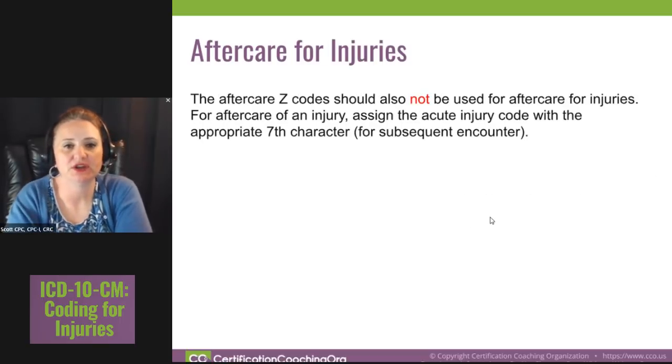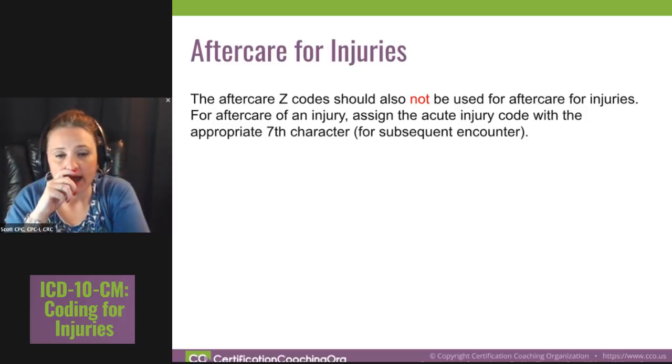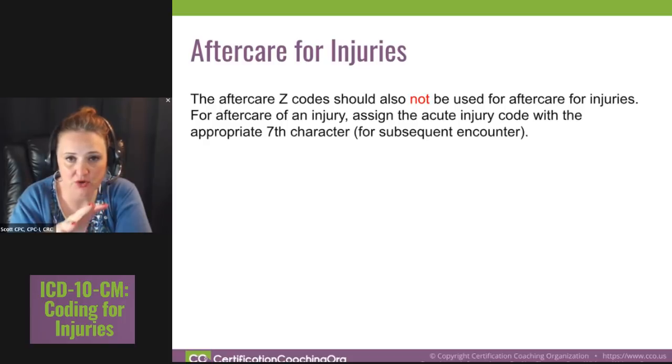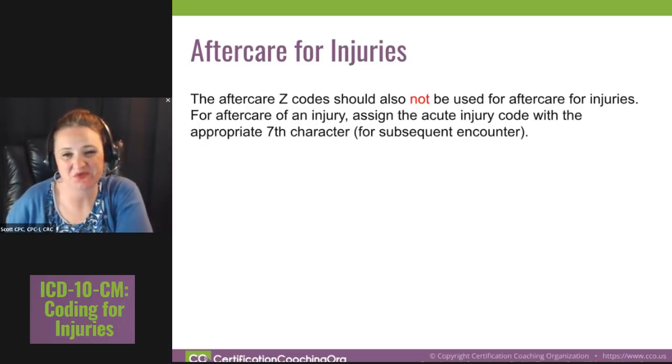Okay, aftercare for injuries. We are also not going to use aftercare, which we kind of already talked about, right? The verbiage isn't the same. So if you have an injury and you have the acute code, so our patient has a fractured femur, right? They're not going to have Z codes under aftercare. No, you don't use those. That's not applicable. We're going to be using the code that has a D at the end. So we don't really have aftercare for that.